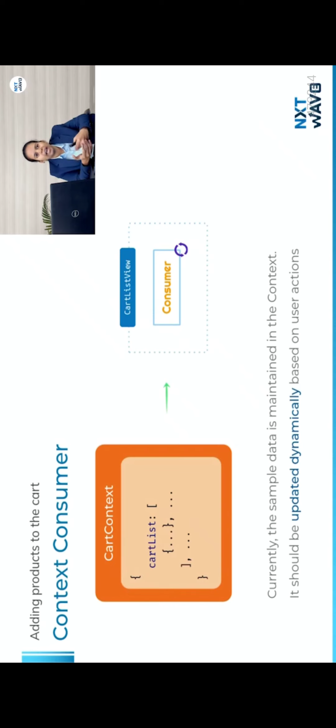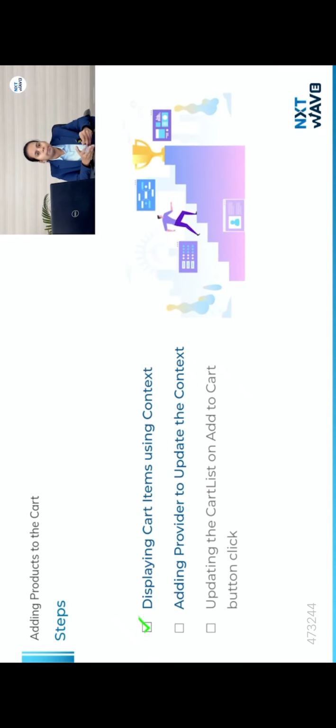Currently we have some sample data, and based on that we are getting the cart items in the cart route. But what do we have to do? We have to update this cart list based on the user actions, right? When the user clicks on the add to cart button, the cart list has to be updated. So let's do the steps related to this. First, to update the context, we need a provider component, right? So we have to do that. We are done displaying the cart items based on the context.